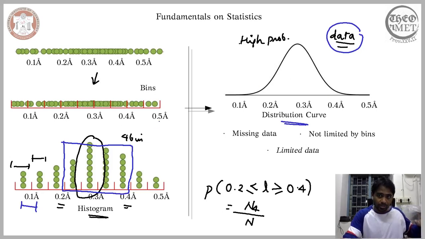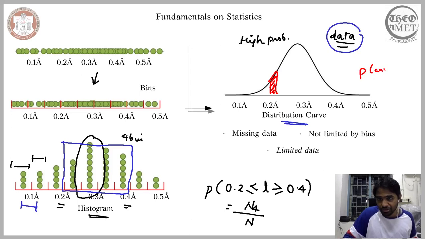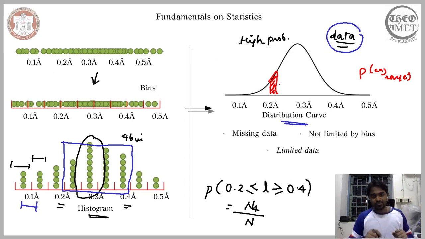So the probability of the lattice parameter assuming a value in any range can be estimated by the distribution curve, not by the histogram. In order to do so, we select that range, and we consider the area under that range, and that will give us the probability. So the probability for any given range, for any range that is not restricted by the range of the bins, is measured by the area under the curve.